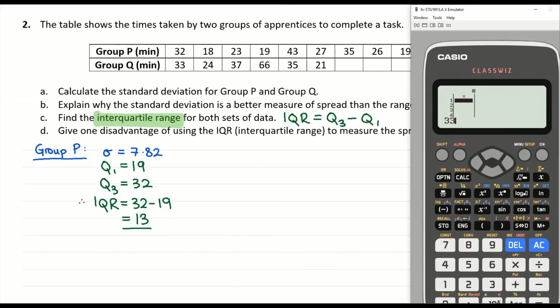So we have 24, 37, 66, 35, and 21. Okay, so that's all that. Then we press the OPTN button and select option 3. And once again, we've got everything we need. Isn't that wonderful?